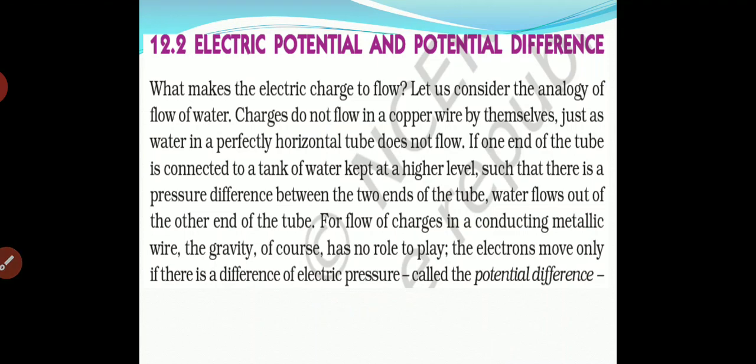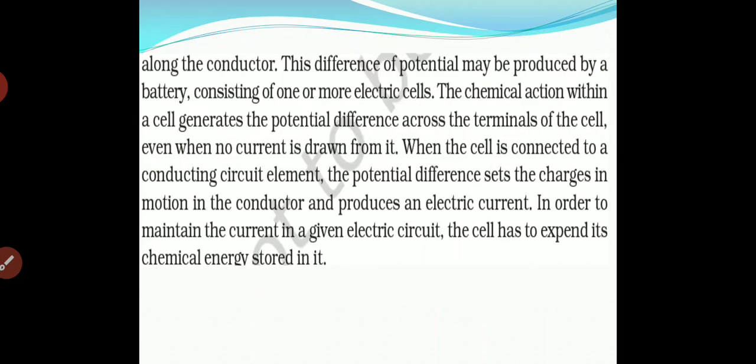Once again, I am repeating: the electrons move only if there is a difference of electric pressure. So we have to create an electric pressure difference, and then and only then will electrons move. That difference is said to be a potential difference along the conductor. This difference of potential may be produced by a battery consisting of one or more electric cells.